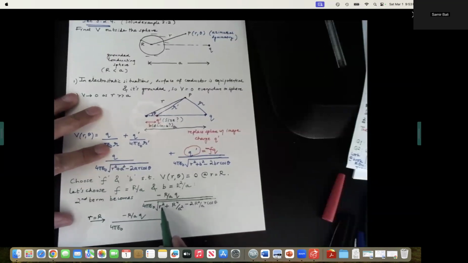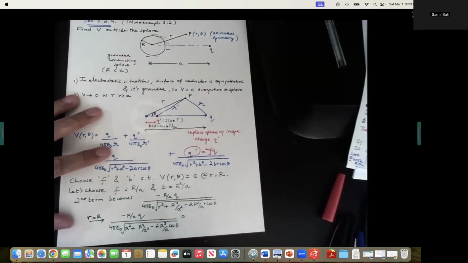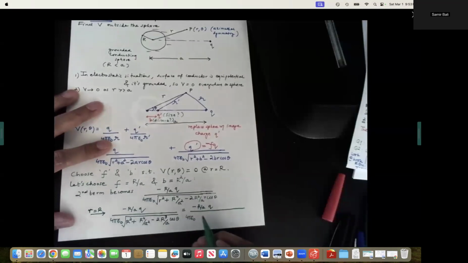so now little r is capital R. I have an r squared, r fourth over a squared minus 2r cubed over a cosine theta, which now you realize that if I were to factor out, I see there's an r everywhere. So let me factor out an r, which means taking out an r squared from inside. And then let me also factor out an a.